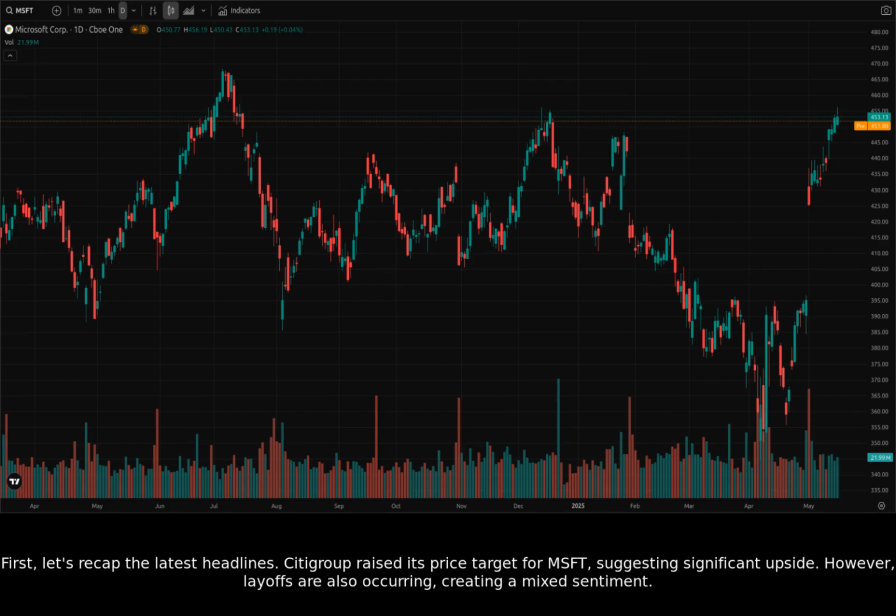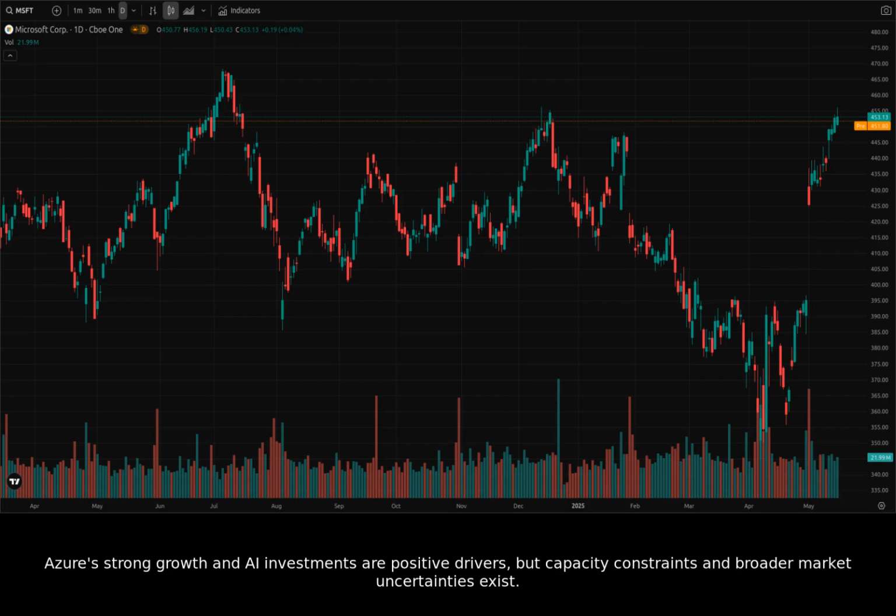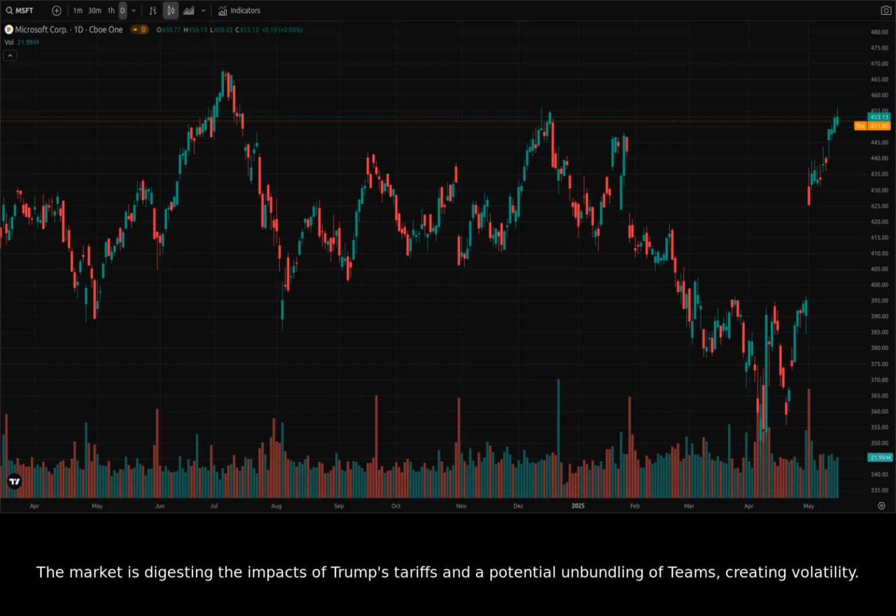Citigroup raised its price target for Microsoft, suggesting significant upside. However, layoffs are also occurring, creating a mixed sentiment. Azure's strong growth and AI investments are positive drivers, but capacity constraints and broader market uncertainties exist. The market is digesting the impacts of Trump's tariffs and a potential unbundling of teams, creating volatility.